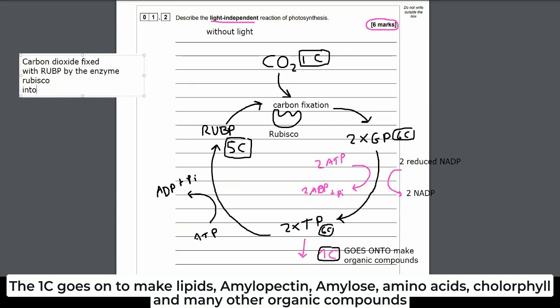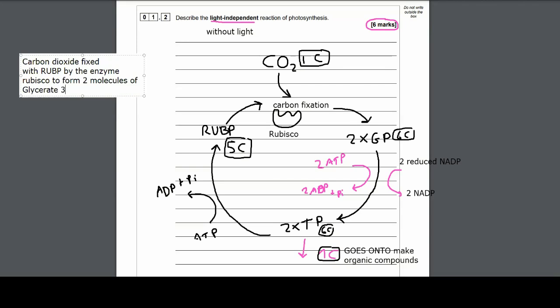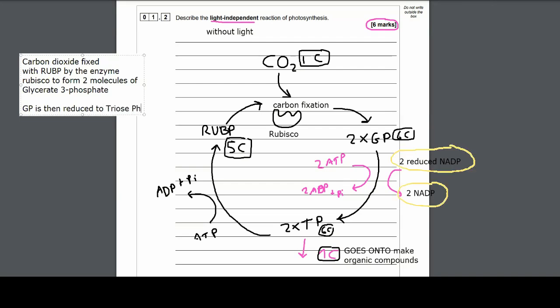We may need to say that it's energy from ATP that is used there. If we just show ATP breaking down to ADP plus Pi, we've not really told the examiner we understand that energy is released from that reaction. We've not really told the examiner that we understand that when reduced NADP becomes NADP, the glycerate 3-phosphate or GP is reduced to triose phosphate.